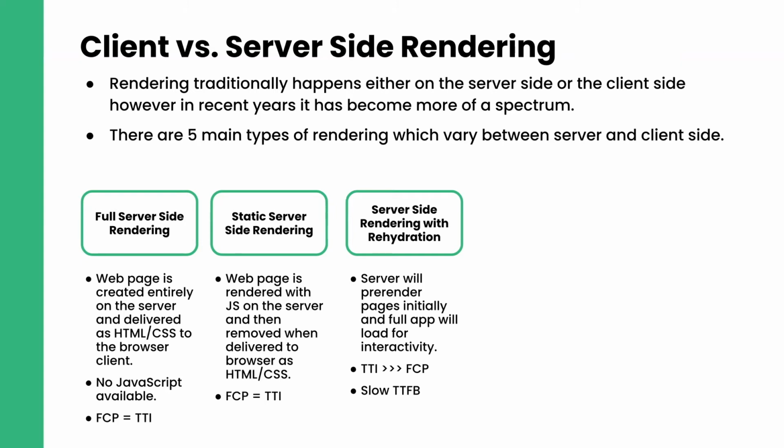Next, server-side rendering with rehydration. You could also call this hydration or hybrid rendering. So essentially the server will pre-render the pages initially and send it to the web browser or the bot. You'll get a full nice looking website, but you can't really click around, you can't scroll, you can't really do anything until the full app loads behind the scenes. And you can see here, the time to interactive is a lot greater than the first contentful paint. So you get the first pre-rendered version of the website, but you can't interact with it until it loads properly. And usually you get a slower time to first byte there.